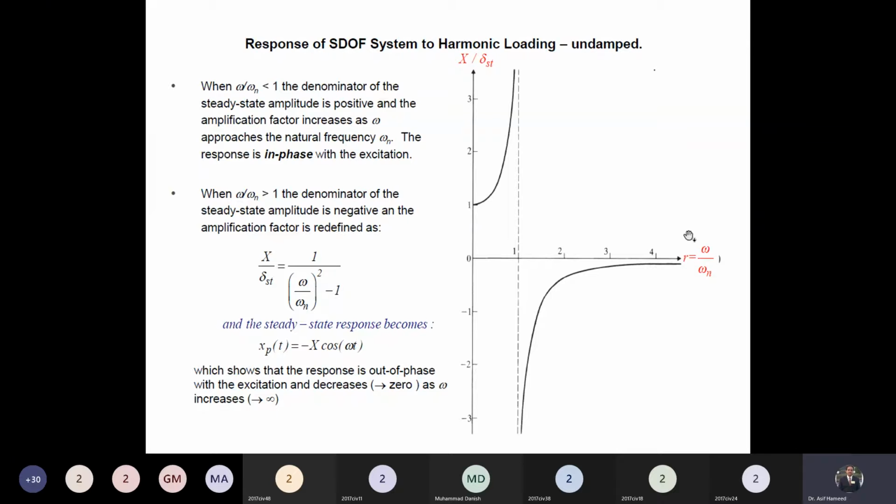What does this mean? For a very high frequency of the applied loading, the amplification factor will be almost 0.